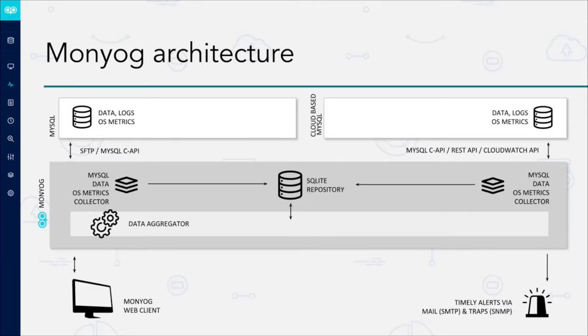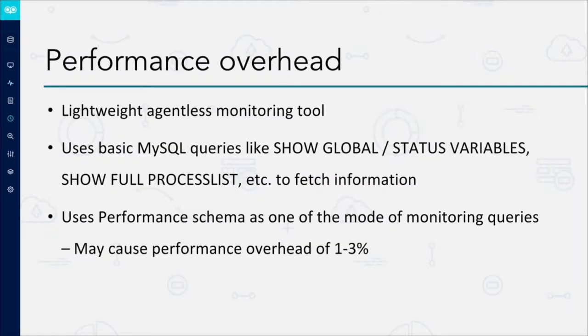We do not replicate or make a copy of the queries or your database, which you do not want. Also, the RDS MySQL logs and RDS OS metrics are accessed by Monyog using the REST API and CloudWatch API respectively. In the case of a critical situation or a warning situation where it could probably become a critical one, Monyog would raise an SNMP or SMTP alert, which is received by an SNMP trap receiver or a mail client respectively.